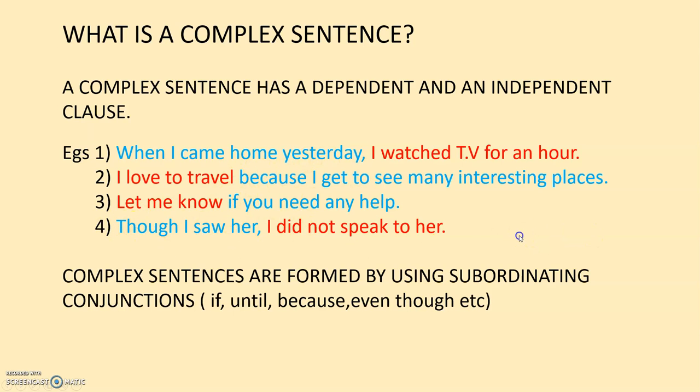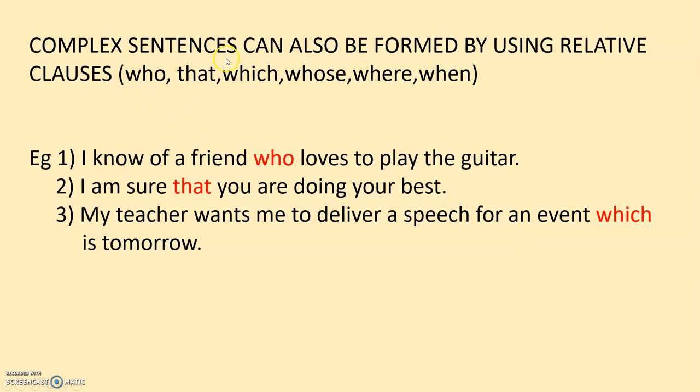Okay. So children, complex sentences can even be formed by using relative clauses like who, that, which, whose, where, when. So you must know all these, which are the relative clauses. Okay. Learn these. Now this is a complex sentence. In the complex sentence, we have subordinating conjunctions also, and we have relative clauses also.